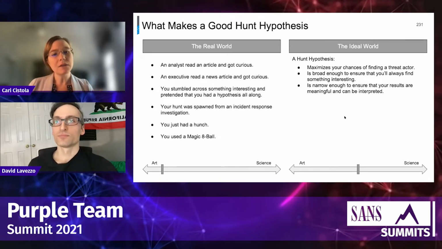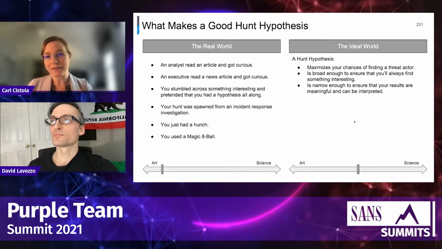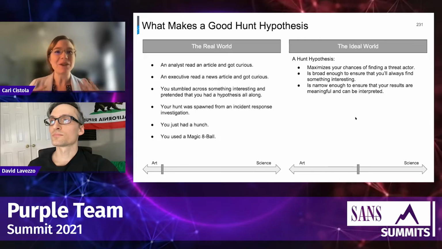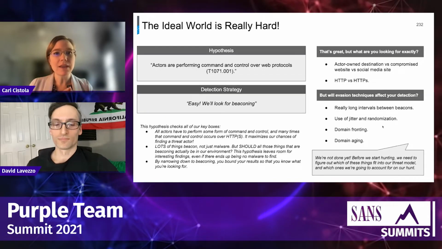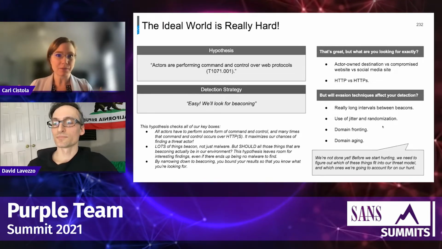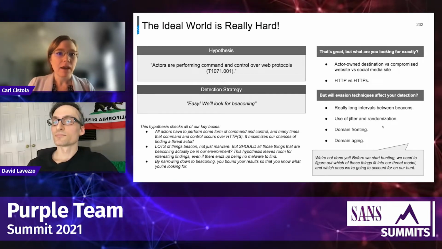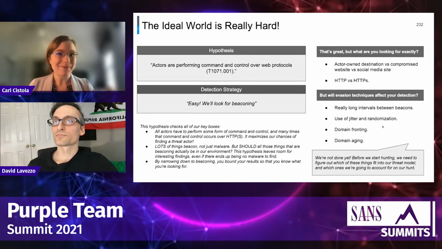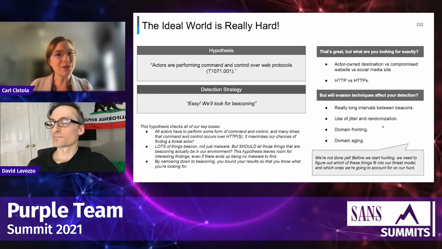And then you also want to make sure that it's narrow enough so that when you have results, you know how to interpret them and you know what you're looking at. So the canonical example that I like to use, and that I'll use throughout this presentation, is actors performing command and control over web protocols. We all know this checks all those three boxes, right?